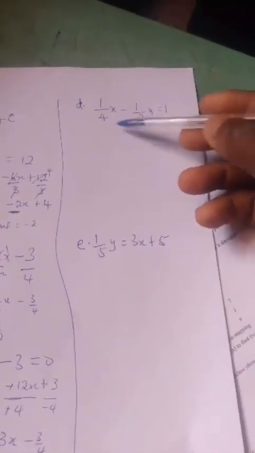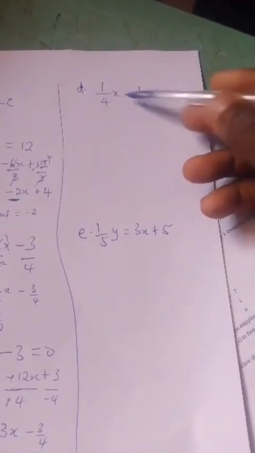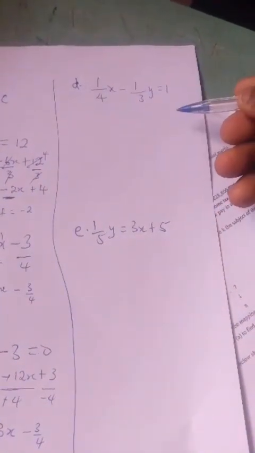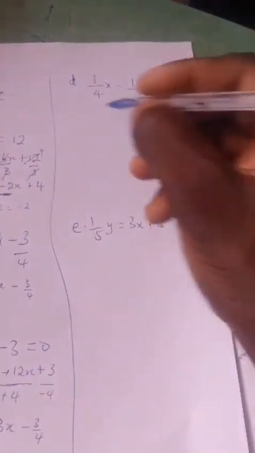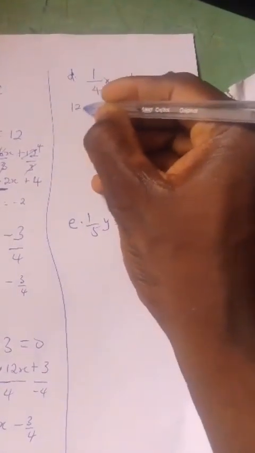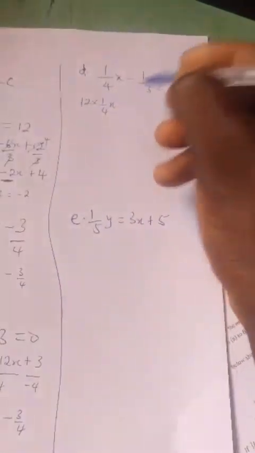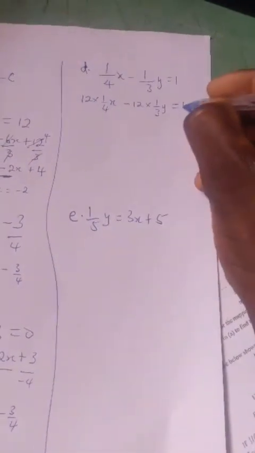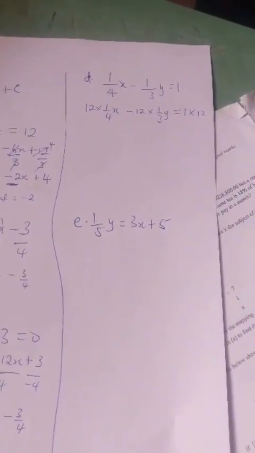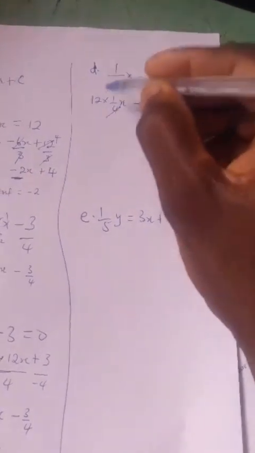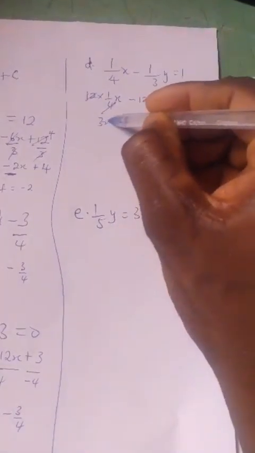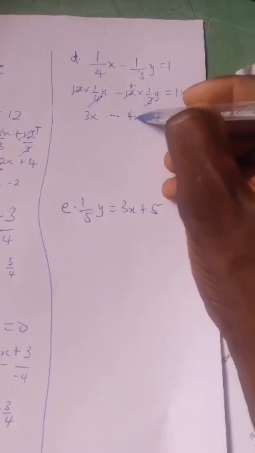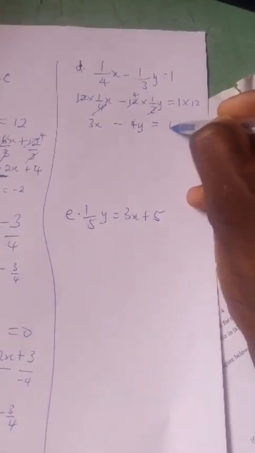Let's look at the other one. Now this one is a fraction. So the first thing that you do is that you clear the fraction. You clear every fraction here. So let's multiply through by, let's say, 12, which is the LCM of 4 and 3. So we have 12 times 1 over 4, minus 12 times 1 over 3y, then 1 times 12. Here we can cancel 4 going into 12, 3, so we have 3x. Then here 3 going into 12, 4. So you have 4y is equal to 12.